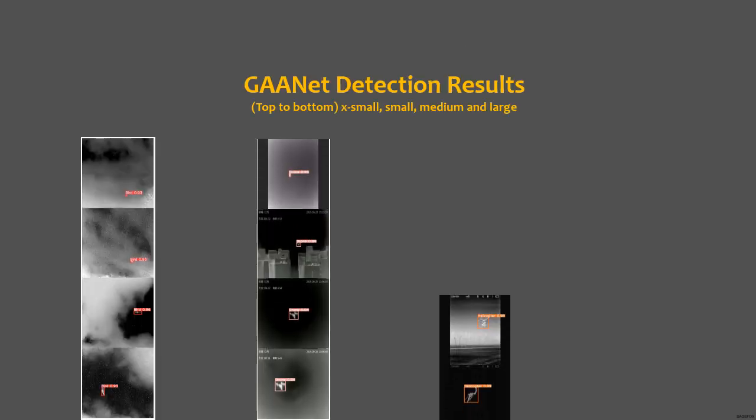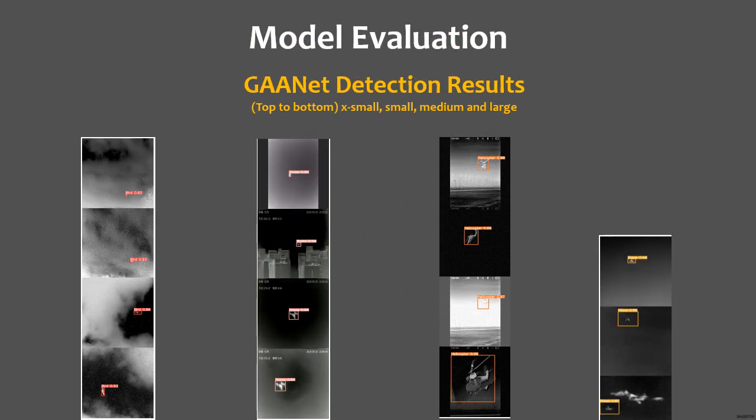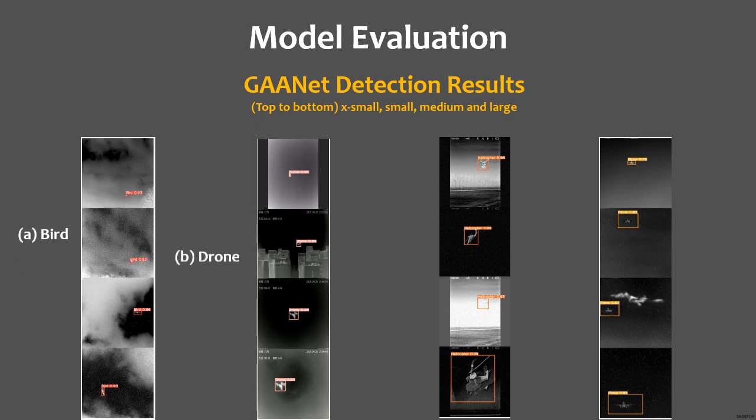Now we can see the detection results achieved by the proposed GhostNet model. From top to bottom, you can see extra small, small, medium, and large objects present in the images. The first one is the bird, the second is the drone, the third is the helicopter, and the fourth is the plane.